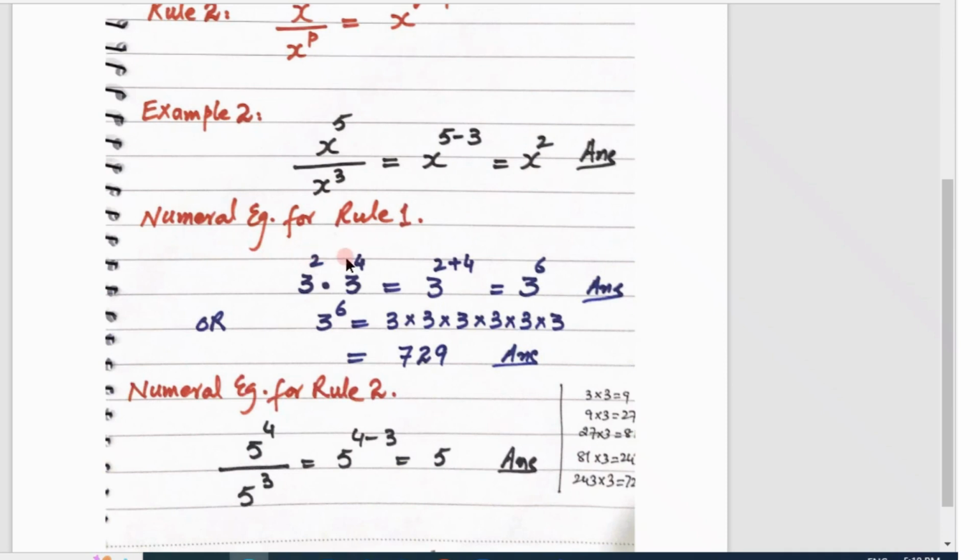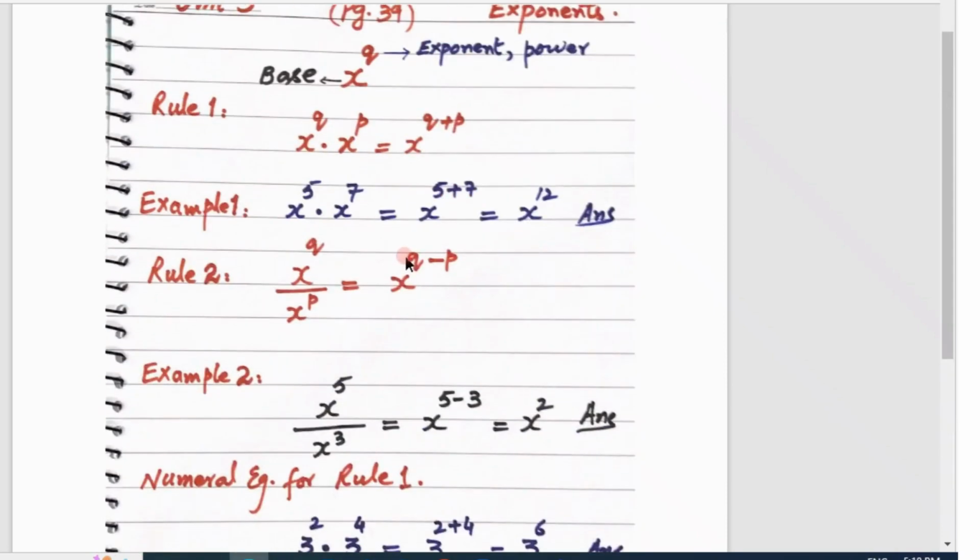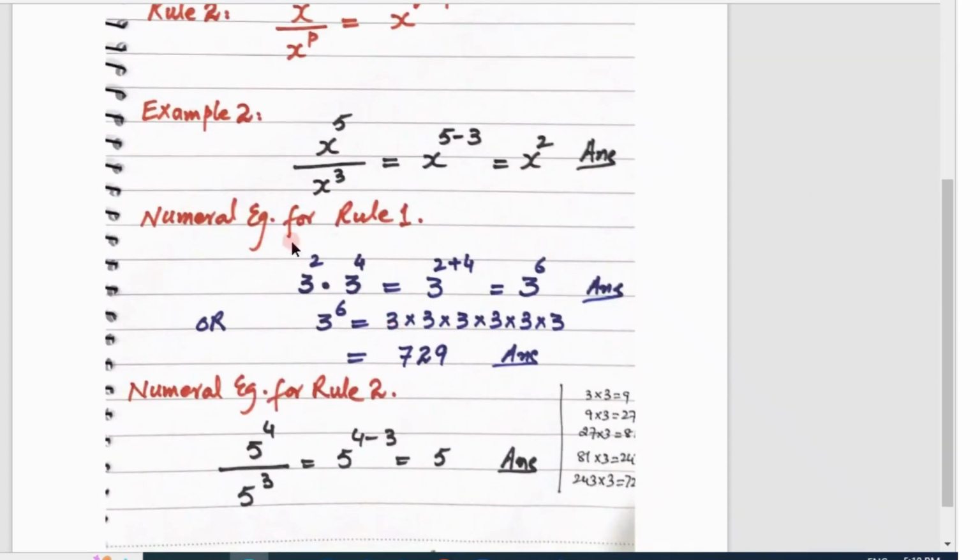Numeral example for rule 1. This is your rule 1. If we take a number example, in which numbers are involved, then we can take as an example this term: 3 square into 3 raised to power 4 is equal to, 3 will be written once because it is the base and powers will be added up on it, and it will be equal to 3 raised to power 6.